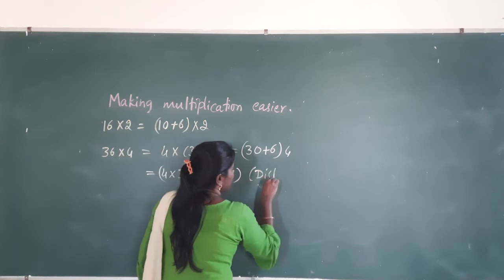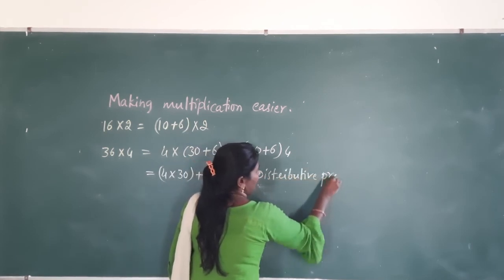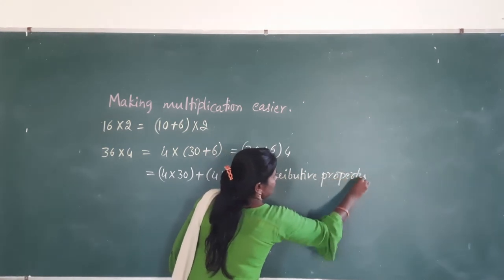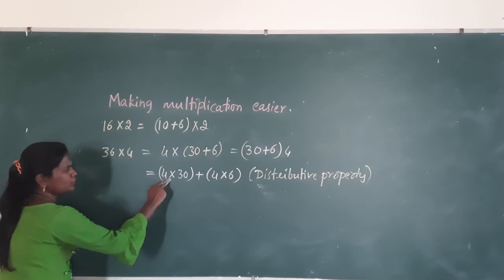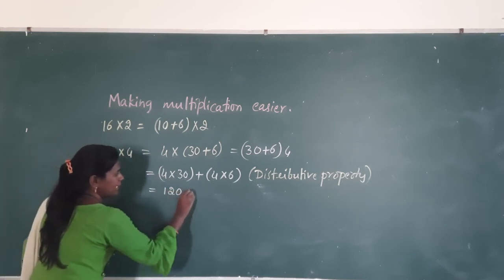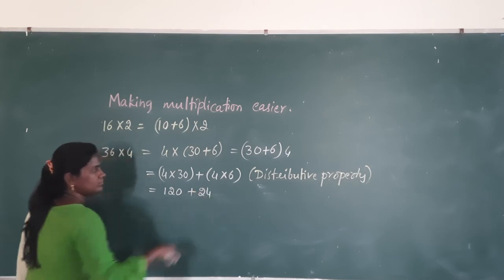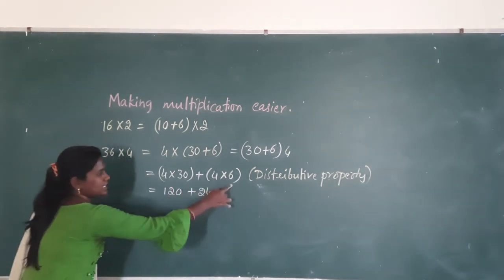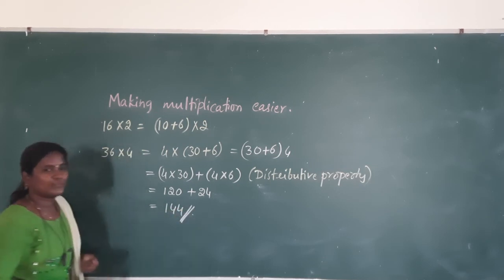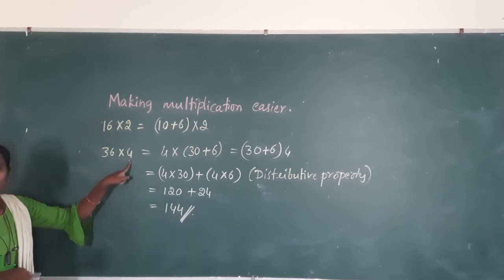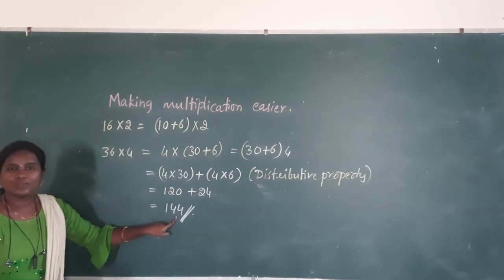Here you can write distributive property. Now, how to find the answer? 4 into 30, it is 120 plus 4 6s, it is 24. 4 6s are 24. So the answer is 144. 36 into 4, if you find the actual multiplication, 36 into 4, it is 144.